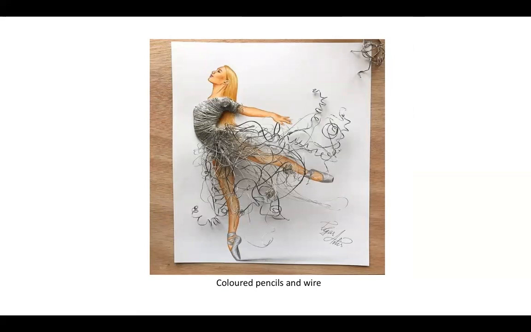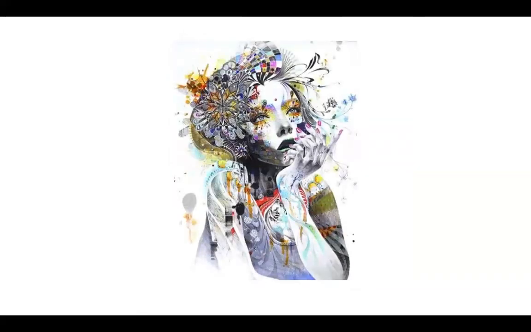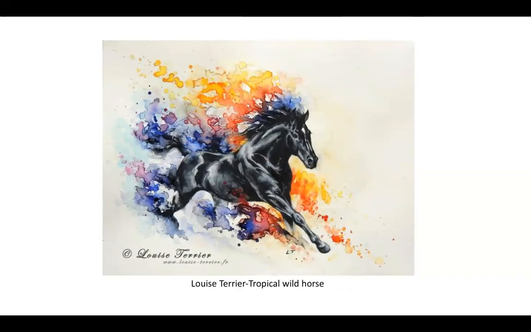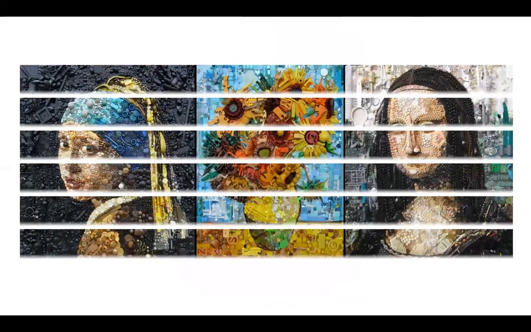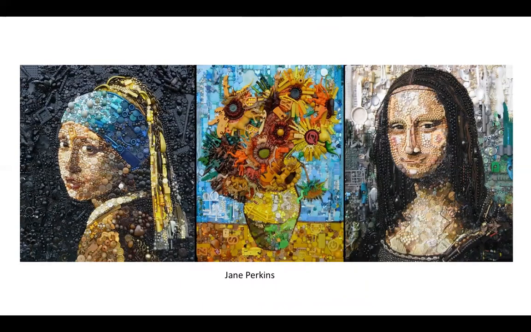Colored pencil and wire. A creative, inspirational portrait with newspaper collage, ink wash and pen. A combination of different media in a portrait. Tropical Wild Horse, mixed media by Louise Terrier. Portrait by Rania Fuad in oil pastel and ink. Jane Perkins uses a mix of plastic materials to create works of famous artists.